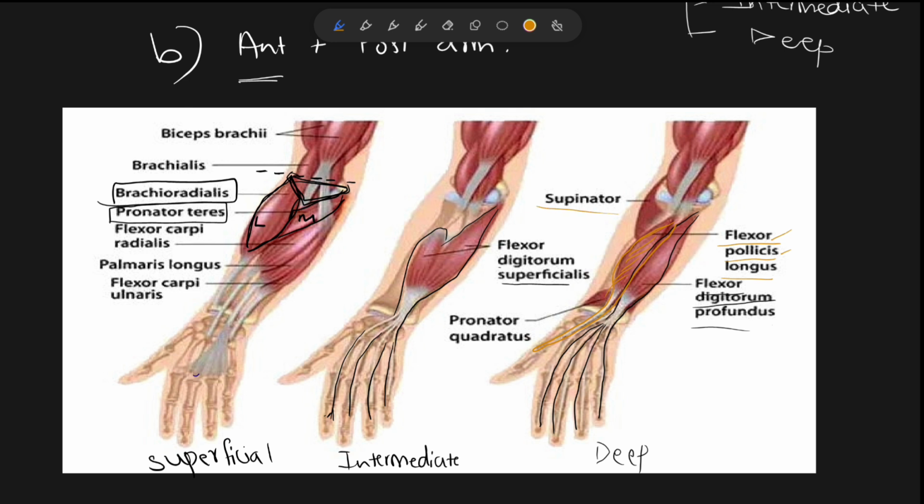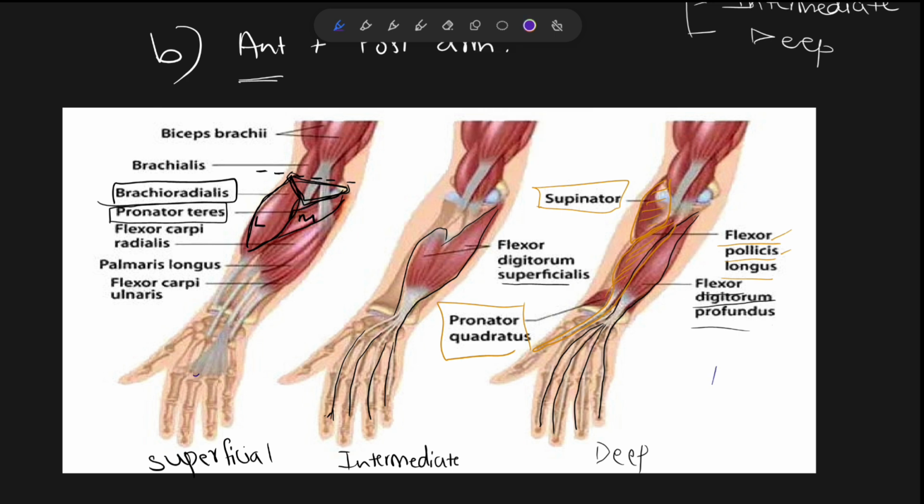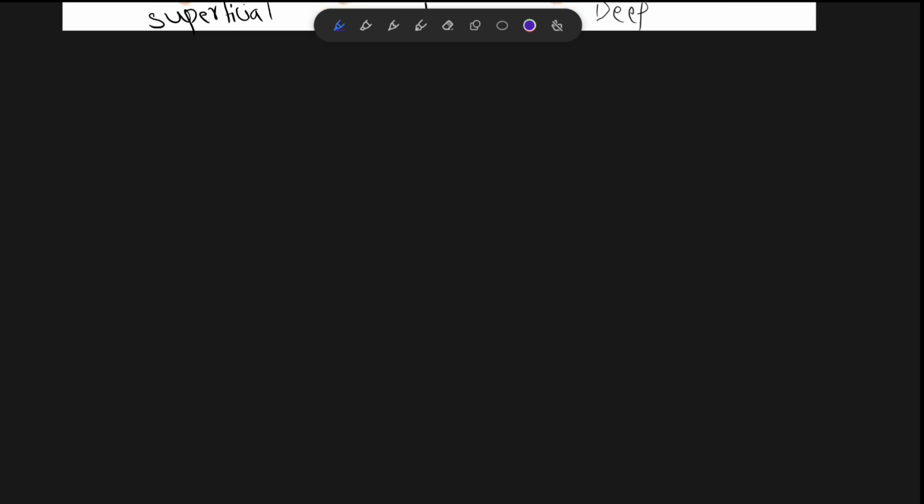One more muscle we have here, the supinator muscle, which helps in the function of supination of the forearm. And one more muscle, pronator quadratus. Pronator will help in pronation, and it is a square or rectangle muscle. That's why it is pronator quadratus muscle. So these are the muscles in our forearm: superficial, intermediate, and deep. Let's make a diagram which will be easy to learn for us.